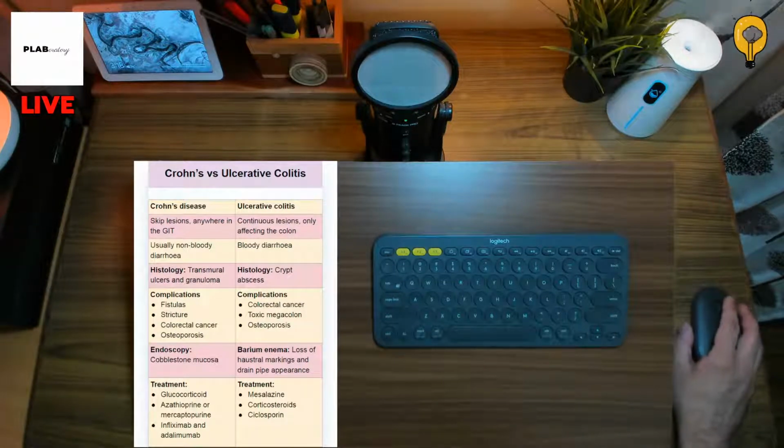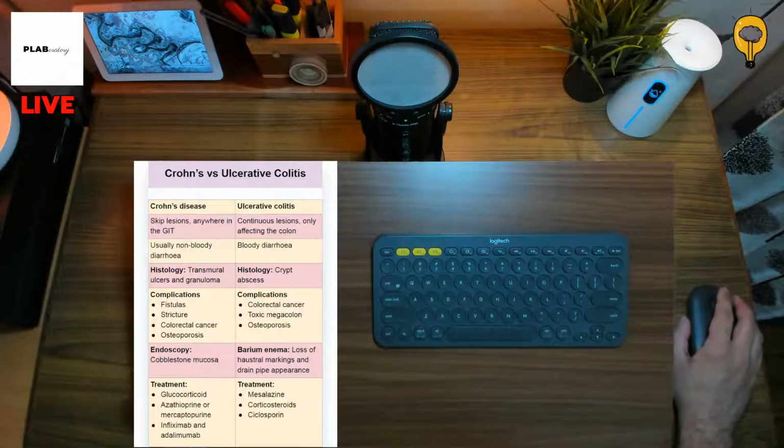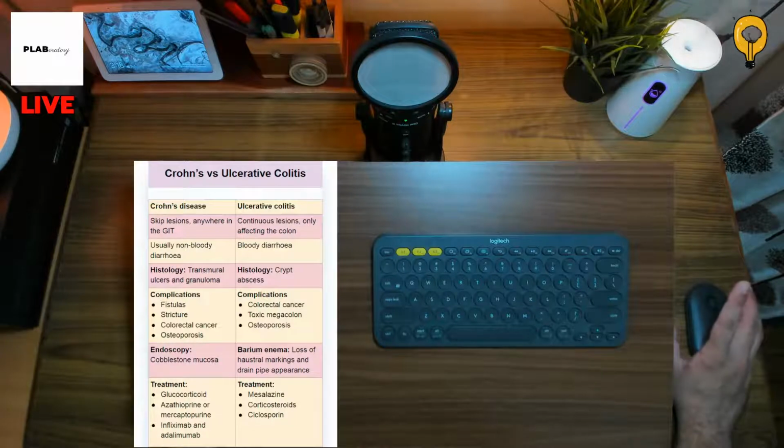Now, complications of Crohn's disease will be fistulas, stricture, colorectal cancer, osteoporosis. Complications of ulcerative colitis: colorectal cancer, toxic megacolon, osteoporosis. So here fistulas and stricture, and here colorectal cancer, toxic megacolon, osteoporosis.